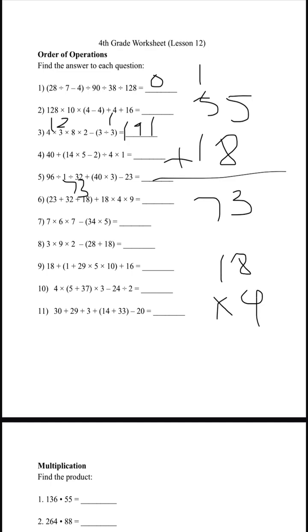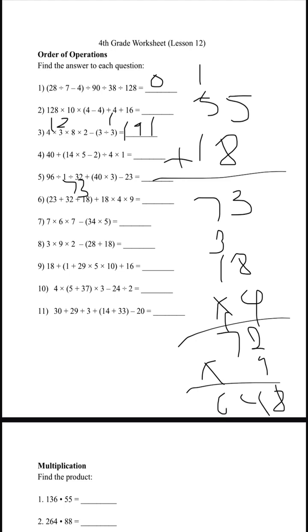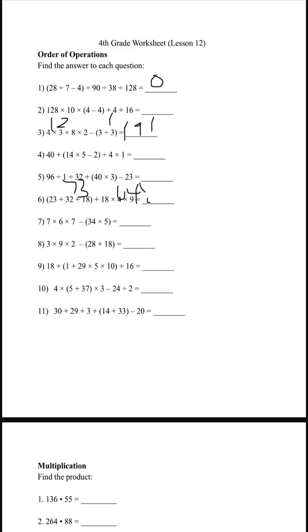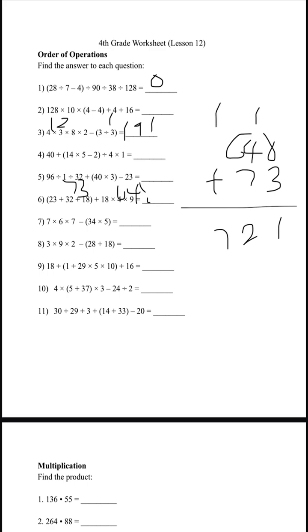18 times 4. 8 times 4 is 32. And 4 times 1 is 4, and 3 is 7. So 72 times 9 is 648. 648 plus 73 is 721.